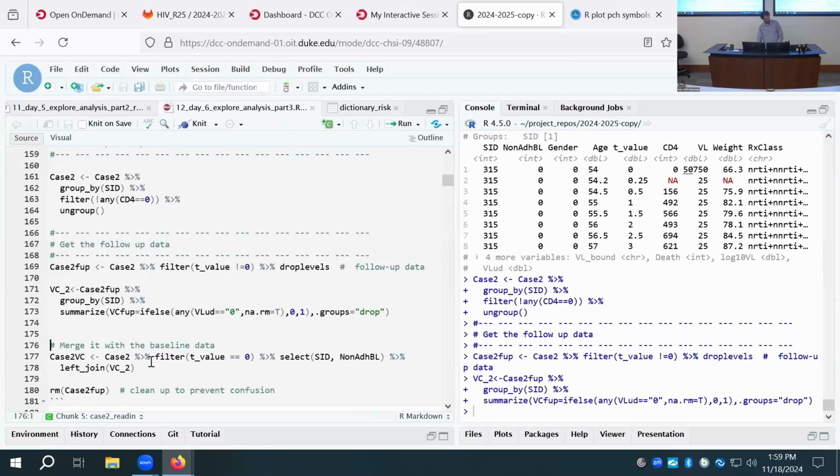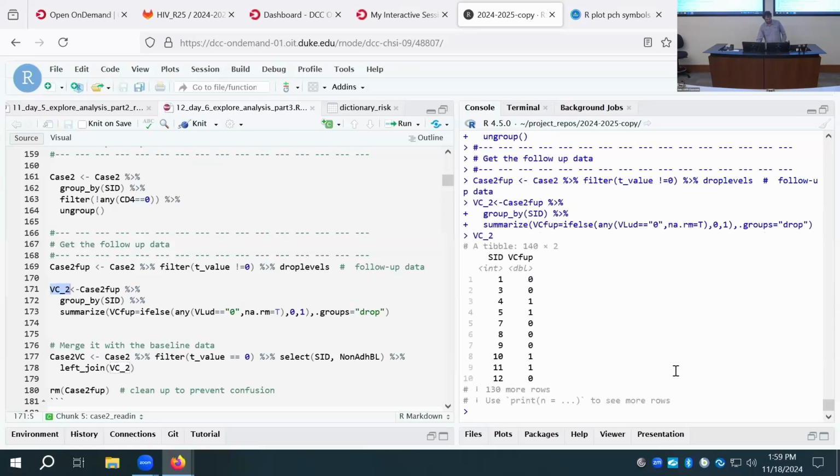So we're going to take this case 2 data, filter to time 0.10. We're going to select the SID and non-adherence, and then join with this data set that we just made. We look at this. Basically it tells us whether or not they were controlling. So we can look at this again.